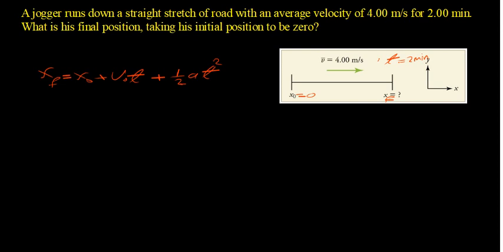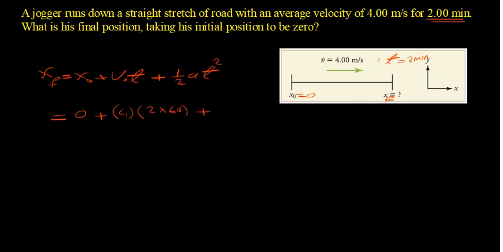Now let's deal with the question to find our numbers. Now the initial position is 0. The velocity is 4. For the time, it's given to me in minutes, and we don't deal with minutes. We should be using seconds. That's the international standard unit system. So it will be 2 times 60. That will make it in seconds.